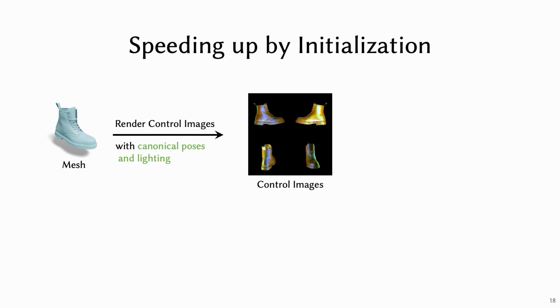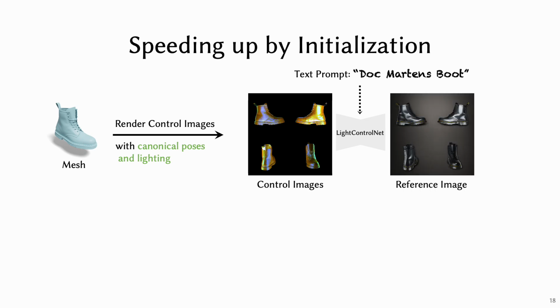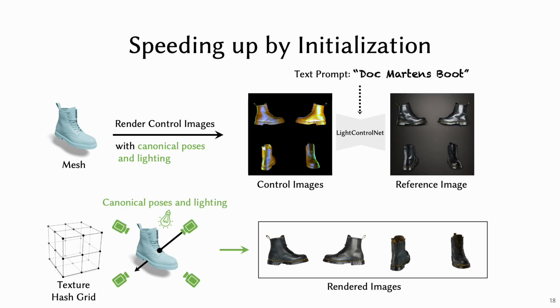We propose to speed up the process by initializing the texture with 2D generation. Specifically, given an input mesh, we first render the 4 canonical views with the canonical lighting, and run our LightControlNet once to get a reference image. With the fixed reference image, we use reconstruction loss to initialize our texture hash grid.